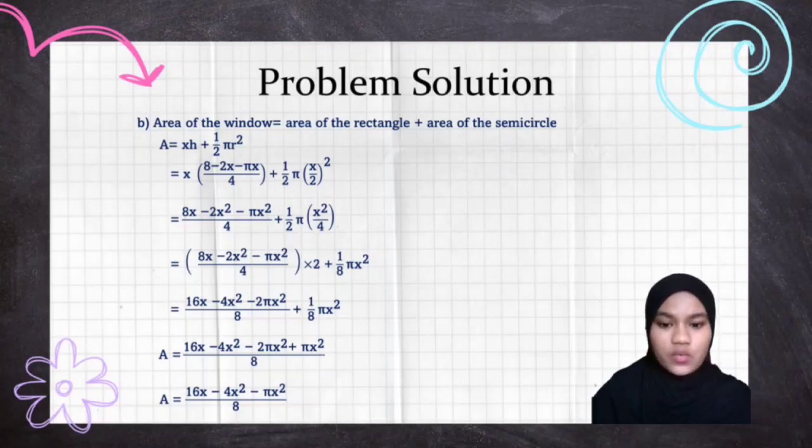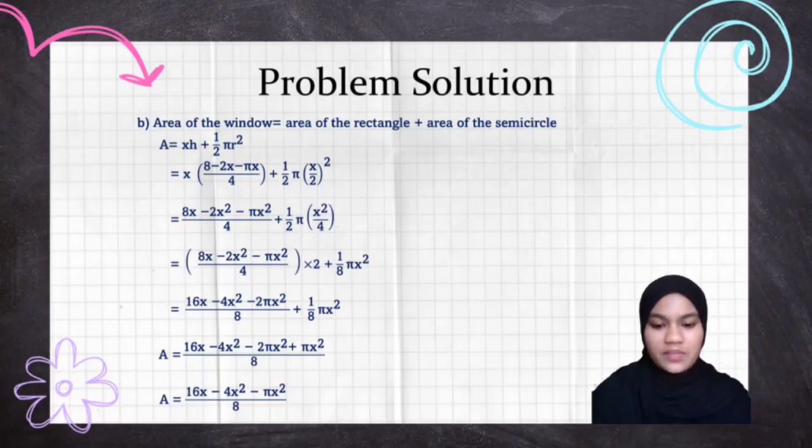Then we multiply the 1 over 2 with the x squared over 4. We got A equal to x multiplied by h plus 1 over 8 pi x squared. Then we got A equal to x multiplied by 8 minus 2x minus pi x over 4 plus 1 over 8 pi x squared. Then A equal to 8x minus 2x squared minus pi x squared over 4 plus 1 over 8 pi x squared.